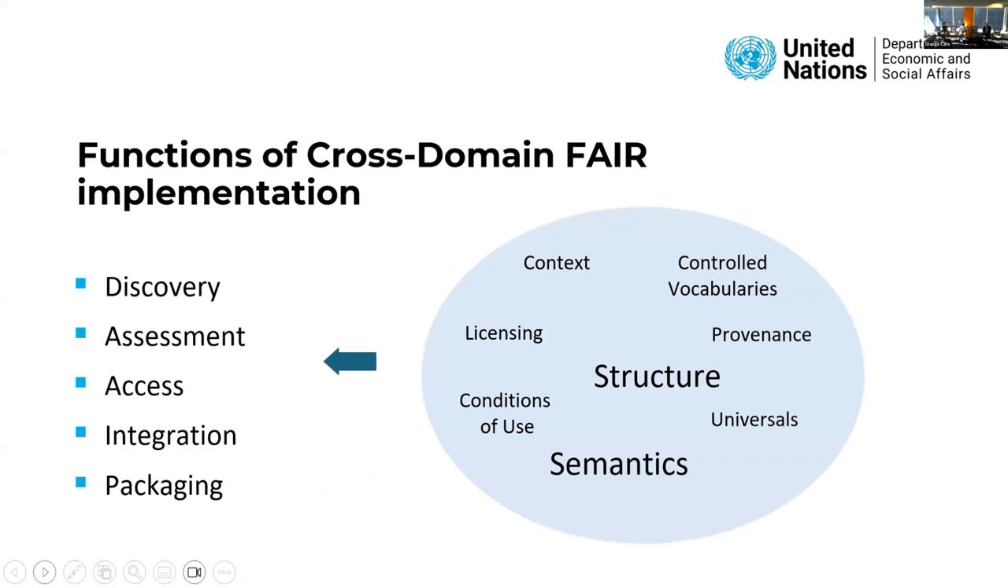This cross-domain integration framework is very rich, encompassing different aspects of that integration. So it is about providing the right context, the right structure, the right semantics, looking at the provenance of the data, issues of governance like licensing, conditions of use, issues of definitions, controlled vocabularies for different uses and from different communities, so that the data becomes discoverable, that its quality and its usability can be assessed by the different users, that the data can be accessed, and it can be integrated and packaged together in ways that are useful for policymaking, for decision making.